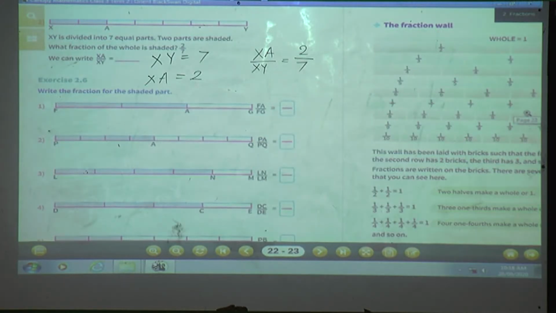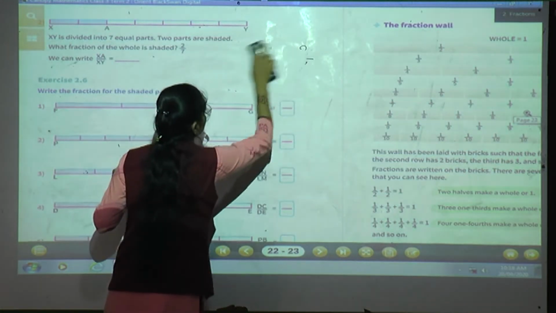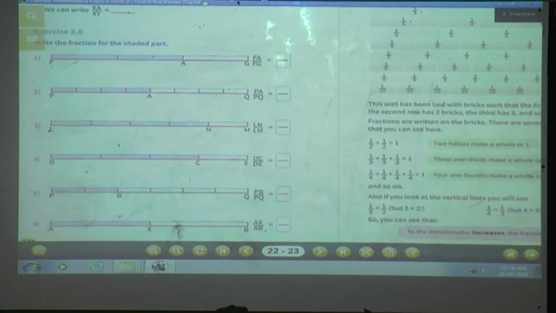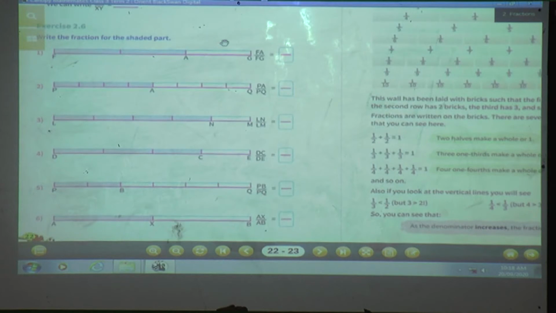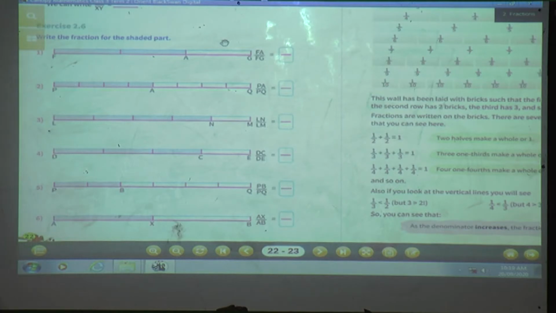Okay, now let us solve the exercise 2.6. Along with me, you have to solve all these examples in your textbook. See the first one. Exercise 2.6. Read the question first. Write the fraction for the shaded part. Again, here also we have to write the fraction of the shaded part. Okay, see the first example.